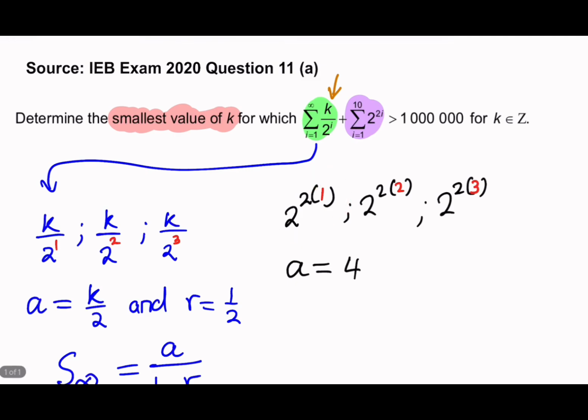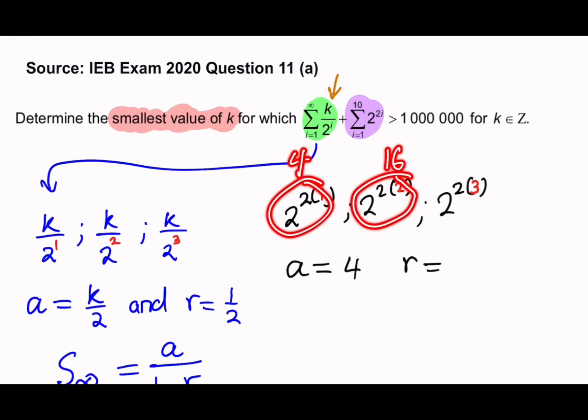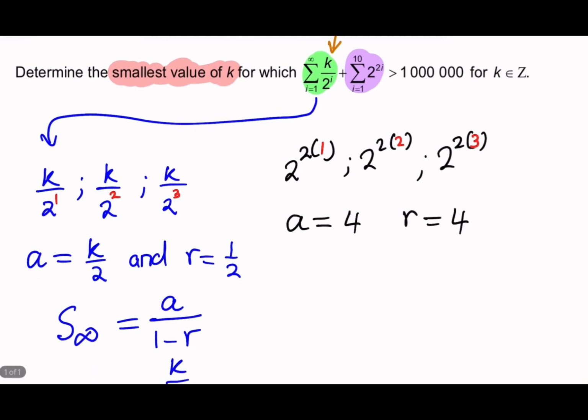Okay, and R is, if we just take this and divide by this, we will find 2 to the power 2 as our answer. You can do it as well by just knowing that this is obviously 16, and that's obviously 4. So if you take 16 and divide it by 4, we know the answer is 4. So R is also 4. And we're not doing S infinity for this here, because that doesn't sum to infinity.